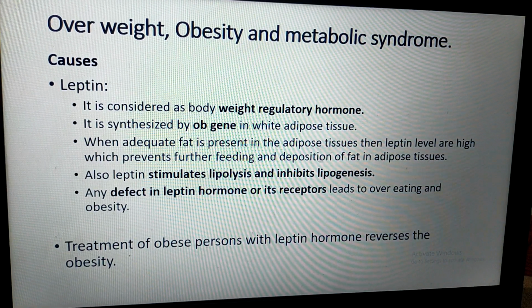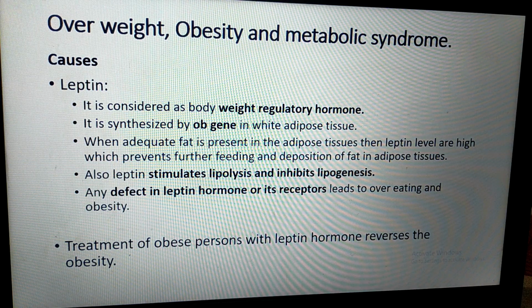Nowadays, one more cause is found, which is called leptin. So first we will see what leptin is. Leptin is a hormone which is considered a body weight regulatory hormone, or it will regulate our body weight. It is synthesized by the OB gene present in the white adipose tissue. There are two types of adipose tissues present in our body, white adipose tissue and brown adipose tissue. The function of white adipose tissue is to store fat, and the function of brown adipose tissue is to generate heat. So this leptin is synthesized by white adipose tissue.